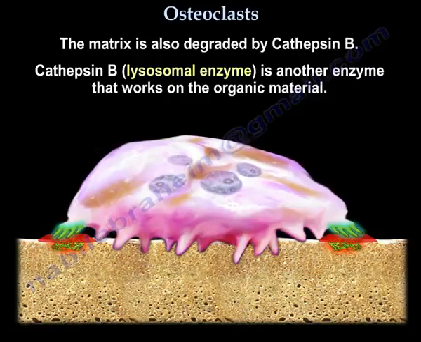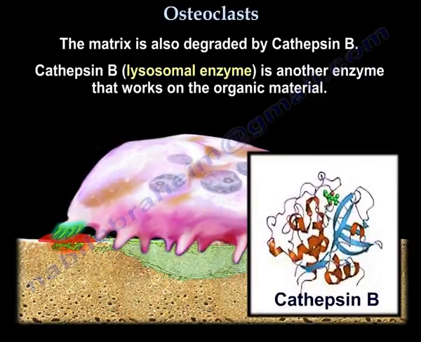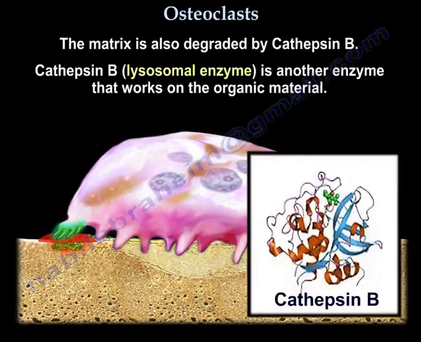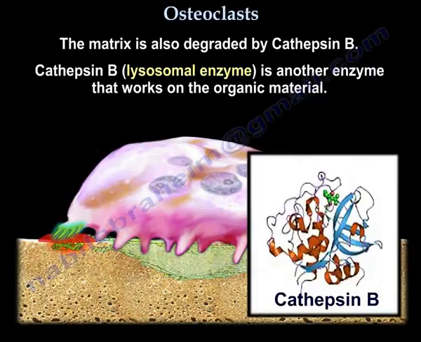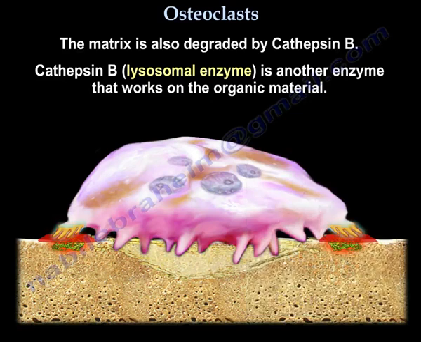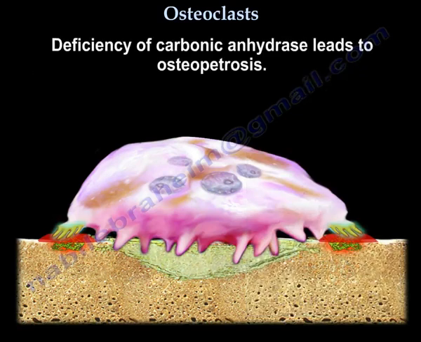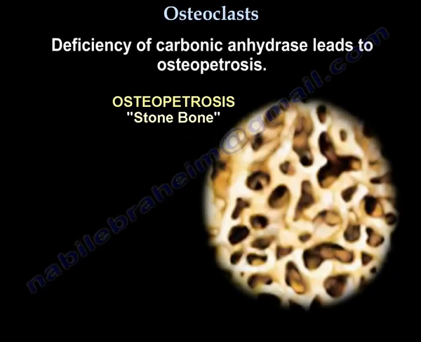Then the matrix is also degraded by cathepsin B. It is another enzyme that works on the organic material. It is a lysosomal enzyme. Deficiency of carbonic anhydrase leads to osteopetrosis.